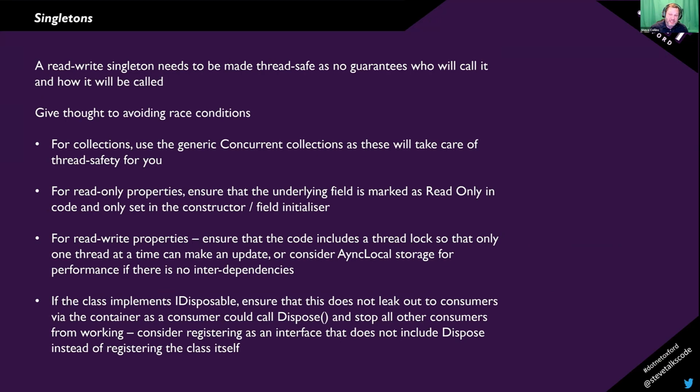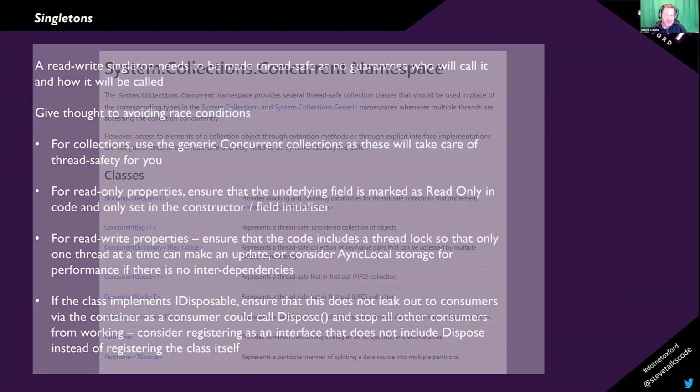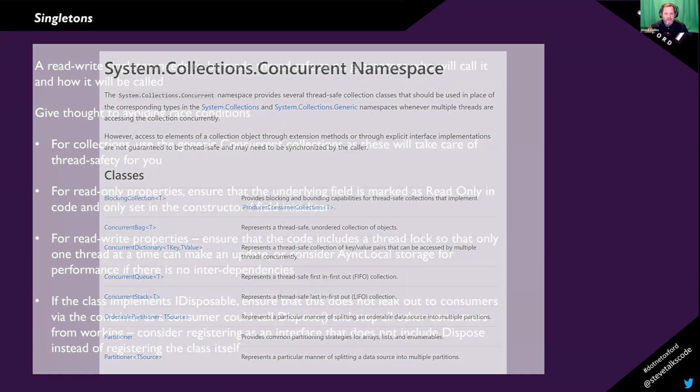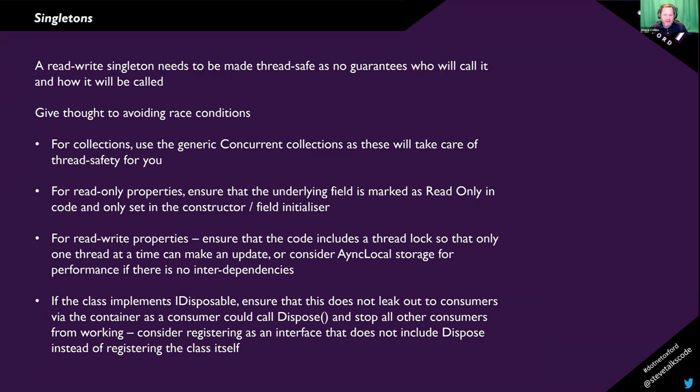If you really must have state, give some thought to letting .NET do some of the heavy lifting for you. If you've got collections, consider maybe using the concurrent collections namespace, where the thread safety stuff has been built in for you. For read-only properties, make the underlying fields read-only, so that if someone comes along later and tries to make them read-write, well, at least they've got some work to do to then change the underlying field and may make them think, well, if that's read-only, should I be making this read-write? And they've actually got to do some work to make it a read-write property.